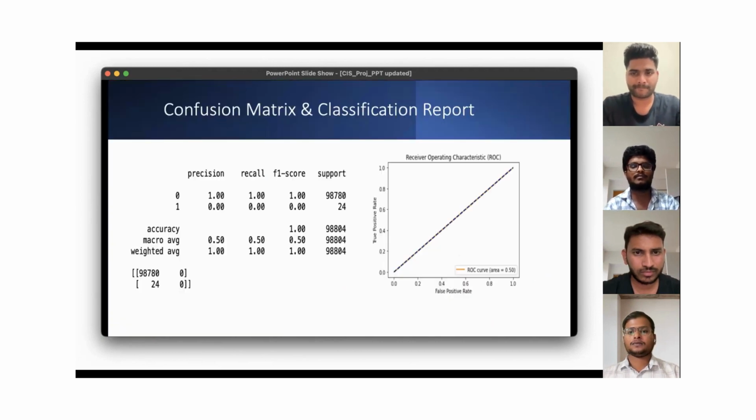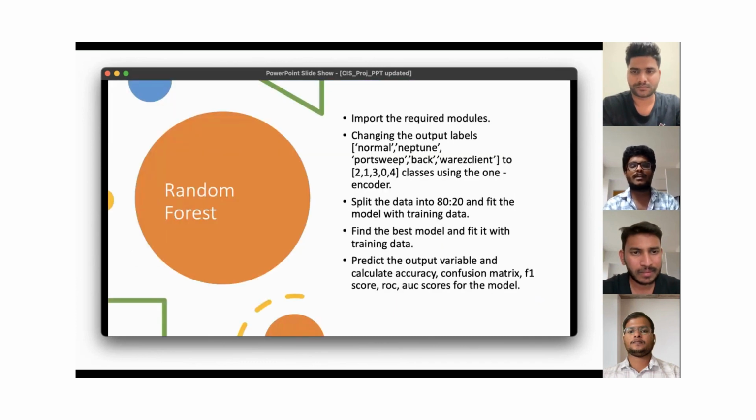Could you please go to the next slide? You can see that the recall, precision and F1 score are all 100%, and on the right side we can see the ROC curve, which is perfectly plotted.